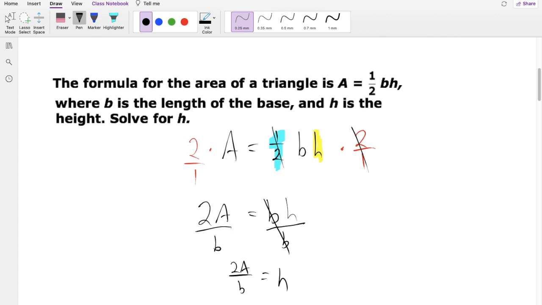One of the nice things about solving for a variable is that we typically have a lot of variables, so there's not going to be a lot of simplification going on. I can't say, oh, I know what 2 divided by b is, or oh, I know what a divided by b is. I don't know those things, so I'm keeping them as variables. This is indeed our final answer. This is what h equals. That means that if I wanted to know the height of a triangle, if I know the area and the base, I just have to do 2 times the area and divide that by the base, and that's going to give me the height of any triangle.